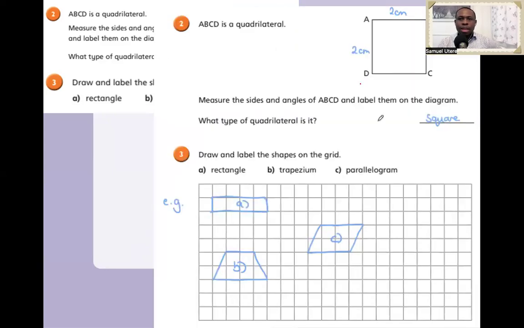Here you were asked, ABCD is a quadrilateral. Measure the sides and angles of ABCD and label them on the diagram. Of course, you use a ruler to do this. You measure the angles at 90 degrees and then you give it a name. It's a square. Next, we're asked, draw and label the shape on the grid. For a rectangle, that's the shape, trapezium, and a parallelogram. So if you got that right, mark your work and celebrate your success. Well done.